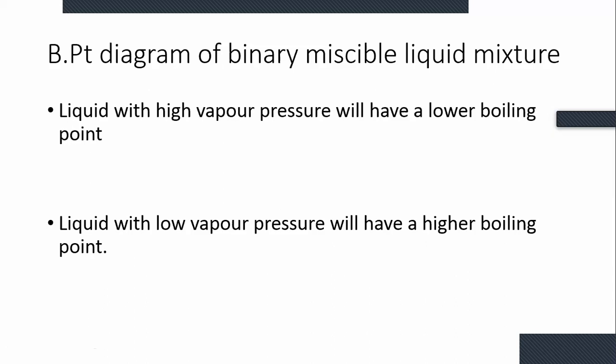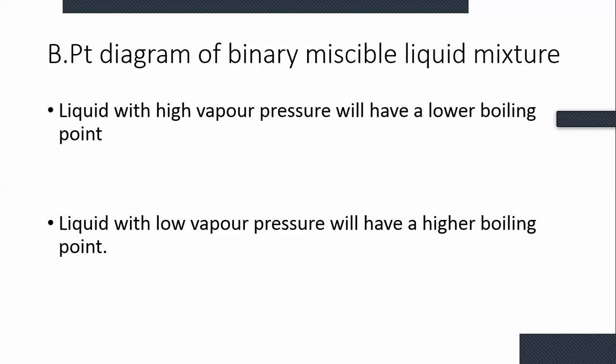Liquid with high vapor pressure will have a lower boiling point. I'm going to explain this. Listen to me. When you have liquid with high vapor pressure, you have more escaping from the solution. And that means that you're going to have a high concentration in the vapor, and as such, the boiling point will reduce. A lot of things will be evaporating.